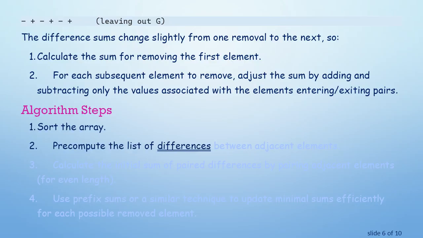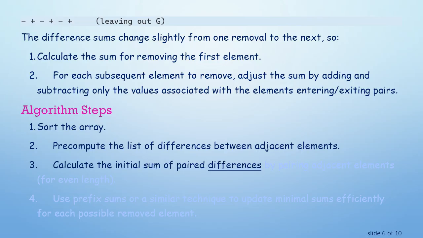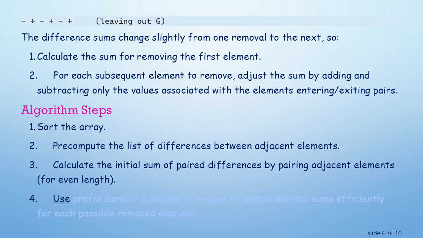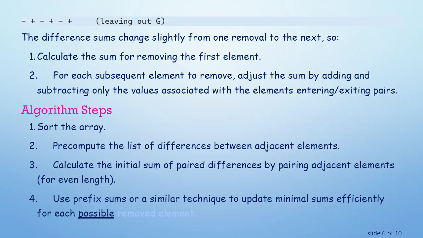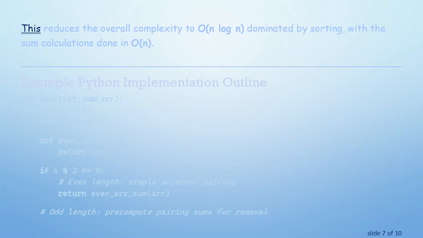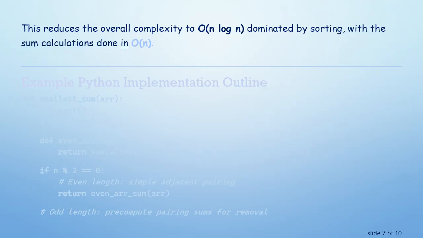Precompute the list of differences between adjacent elements. Calculate the initial sum of paired differences by pairing adjacent elements, for even length. Use prefix sums or a similar technique to update minimal sums efficiently for each possible removed element. This reduces the overall complexity to O(n log n), dominated by sorting, with the sum calculations done in O(n).